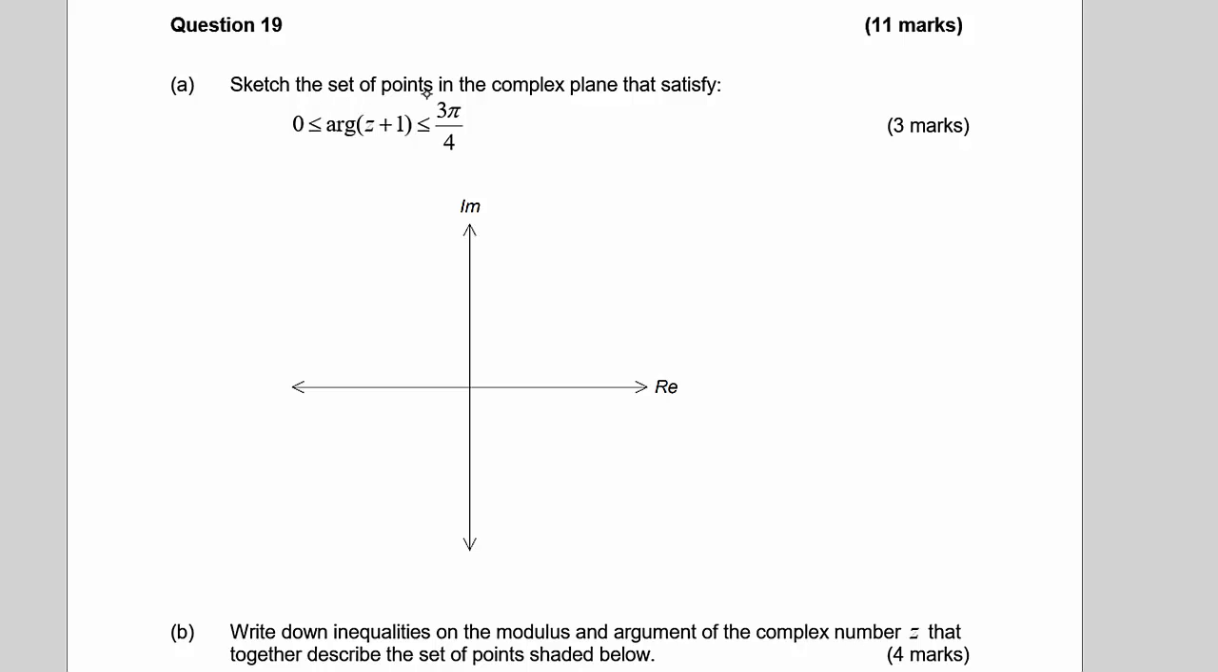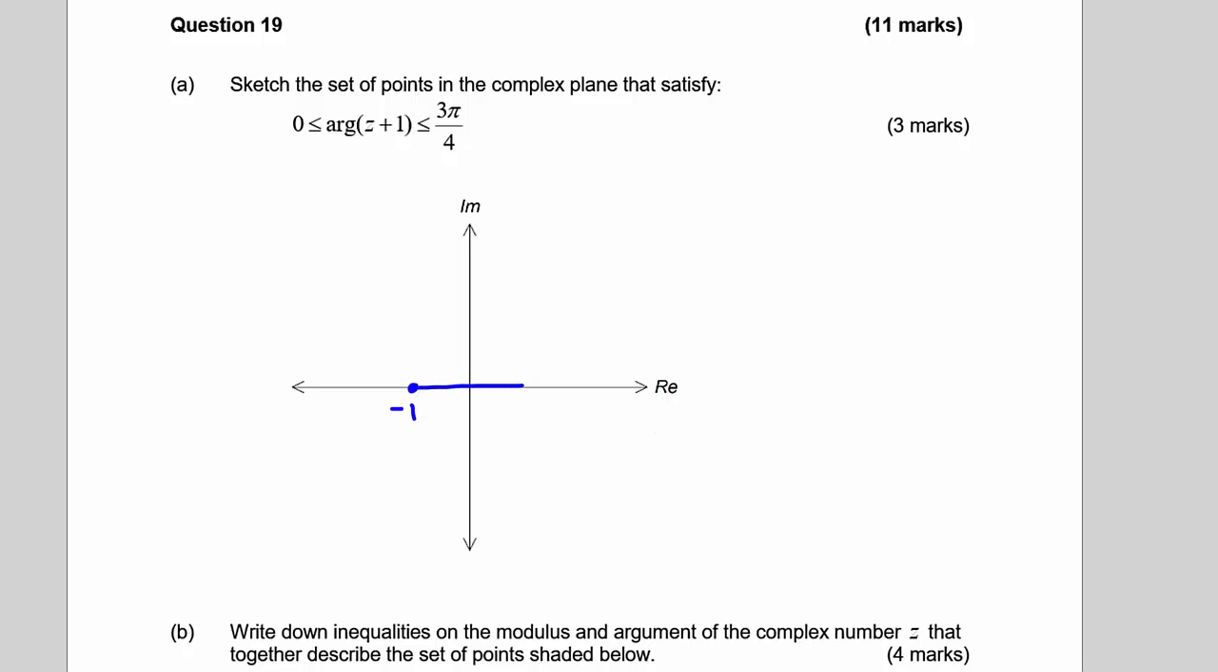Okay, so sketch the set of points in the complex plane that satisfy this. So the argument of this is between 0 and 3/4 pi. Well, this tells me that I want to move to the left 1 unit. So we're going to say that's at -1.